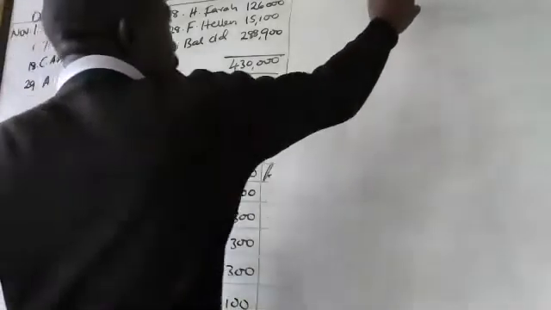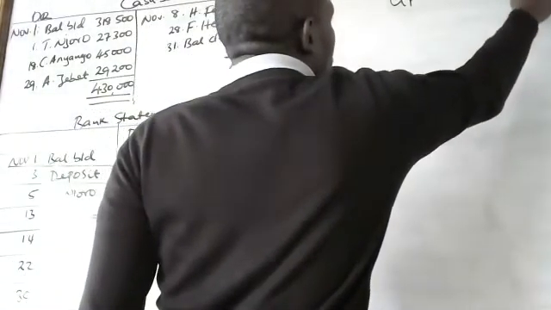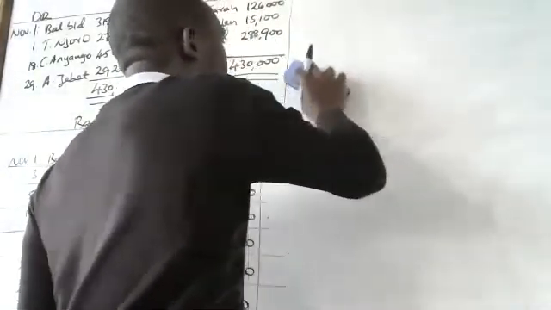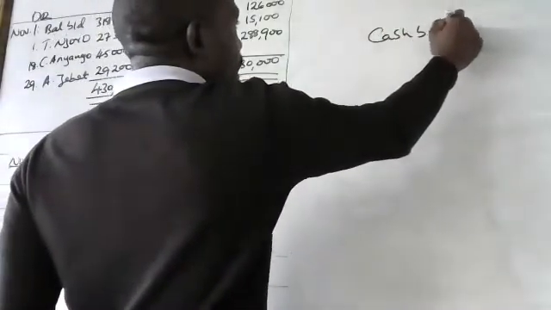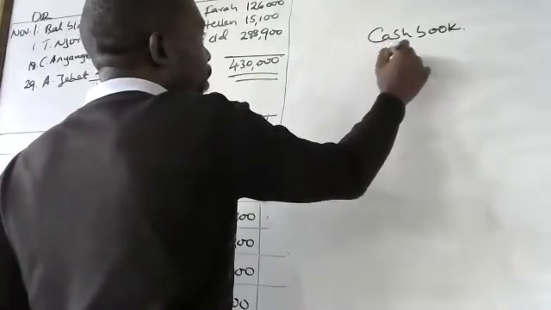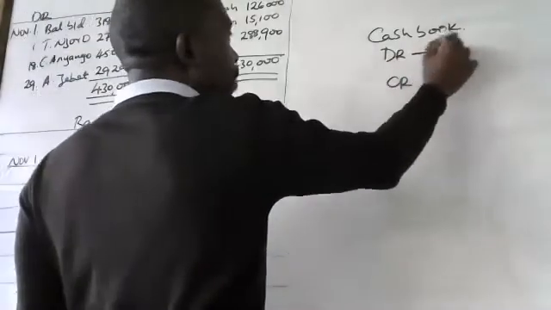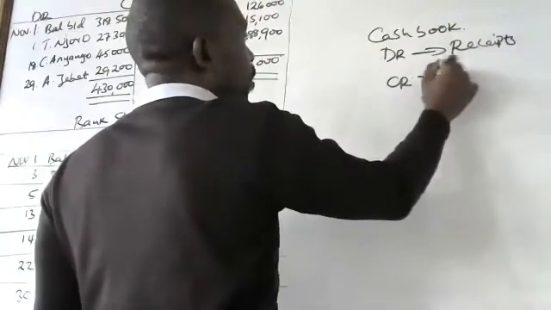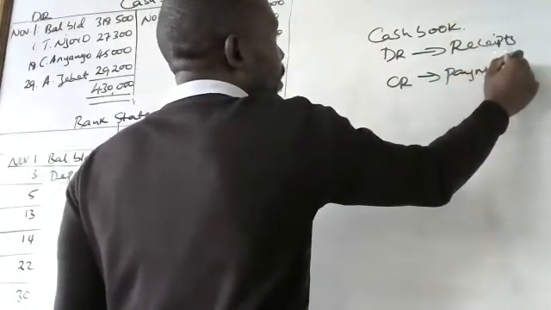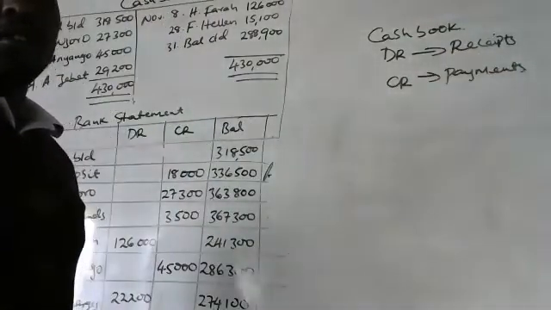So when you are doing the updated cash book, or before I talk about that, it is worth pointing out this. In the cash book, we have got the debit and the credit side. The debit is meant to record the receipts, and the credit is meant to record the payments: money being received, and on the credit, money moving out in the form of checks.